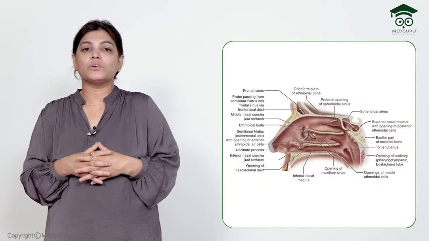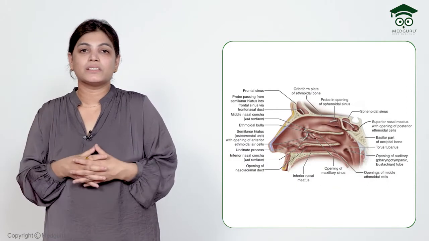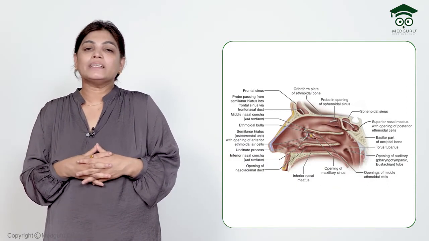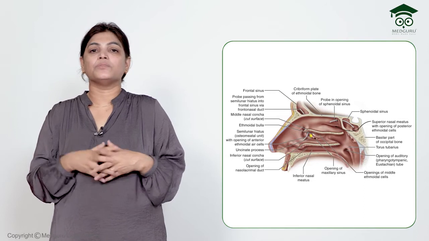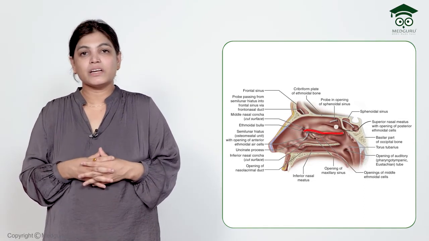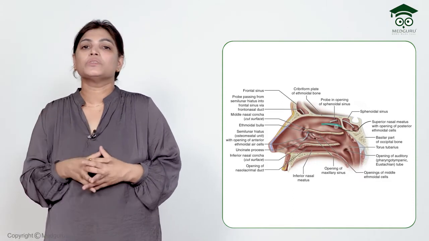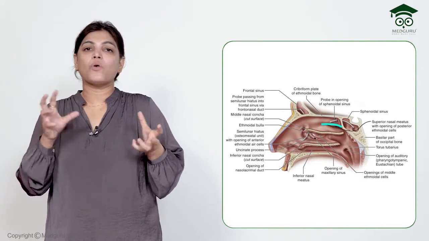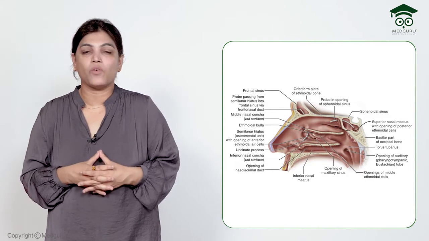Now we should also know the exact opening of these ethmoidal sinuses. The anterior ethmoidal sinus and the middle ethmoidal sinus are opening into the middle meatus. Posterior ethmoidal sinus is opening into the superior meatus. We have seen the opening of all these meatuses in the lateral wall.